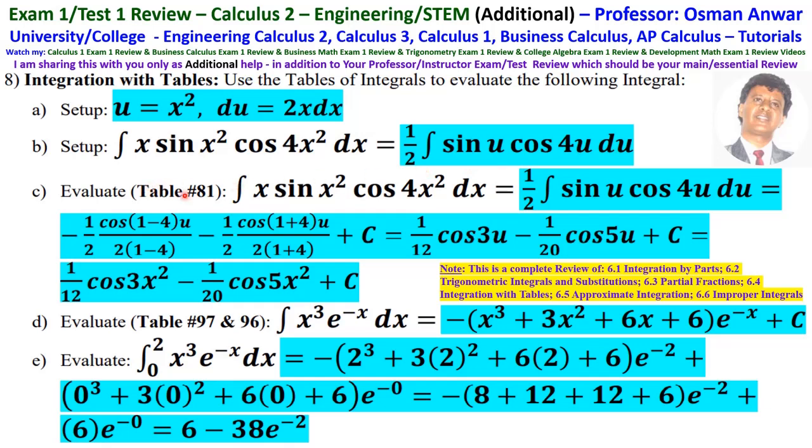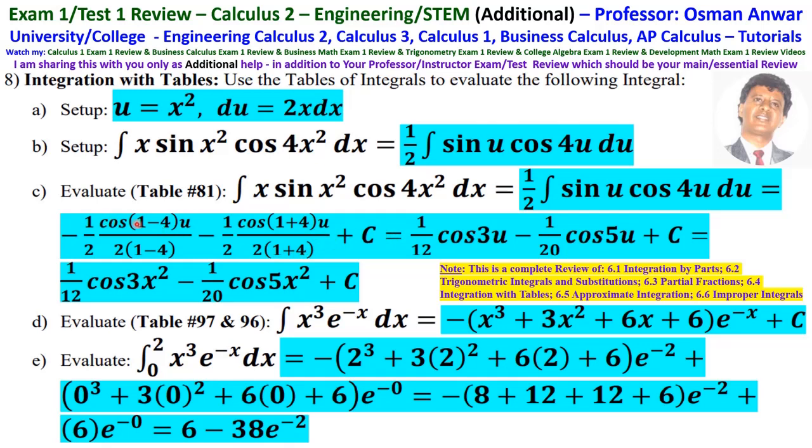Then when you look up in the table, number 81, this is sine au cosine bu, where a is 1 and b is 4. Then this is minus 1 over 2 cosine of a minus b times u, over a minus b, which is 1 minus 4 u. Then minus 1 over 2 cosine of a plus b times u, over a plus b, which is 1 plus 4, plus C.